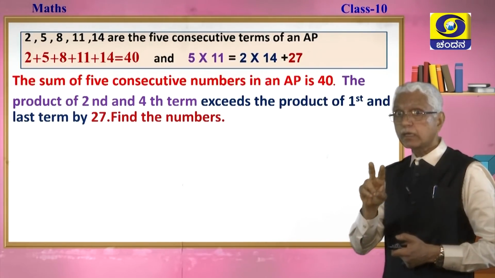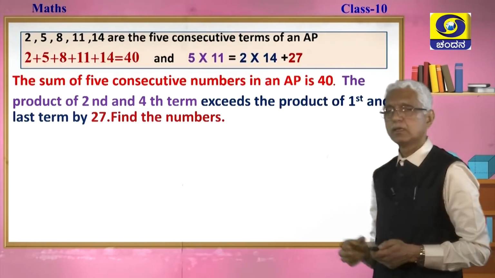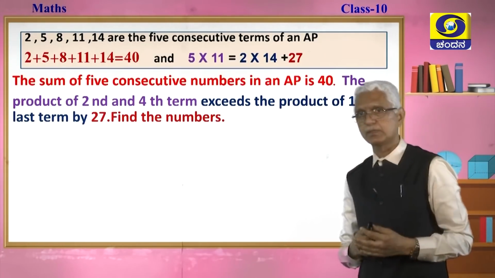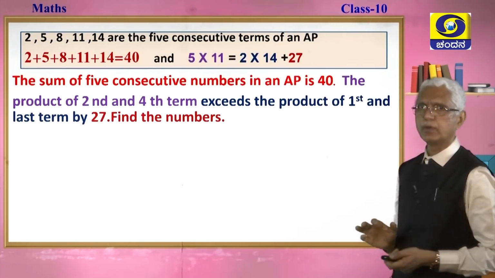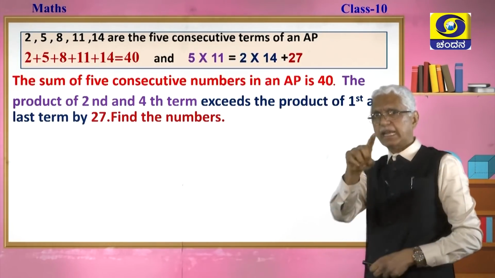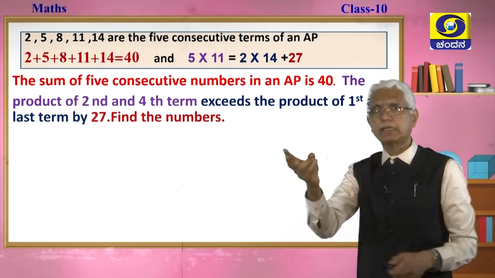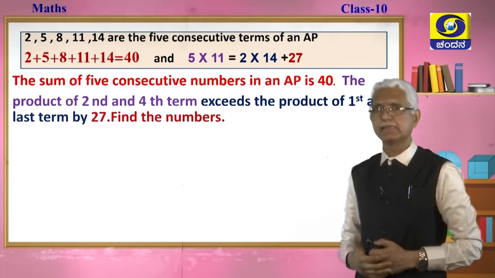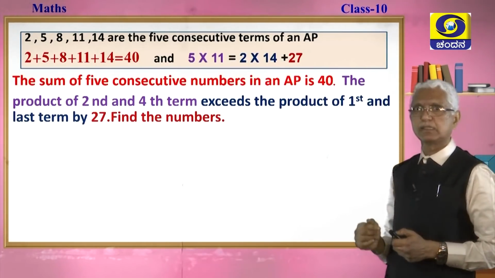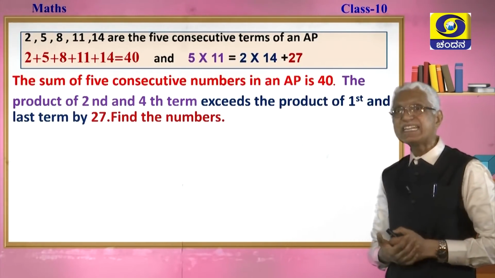The product of the second and the fourth exceeds the product of the first and the last. You need to be very careful with such statement problems, such word problems, correct. You have to be extremely careful. The product of the second and the fourth, we will verify here. Second is 5, fourth is 11, 5 11s are 55. So, the product of the second and the fourth is 55, keep it aside. First is 2, last is 14, 2 into 14 is 28, correct.